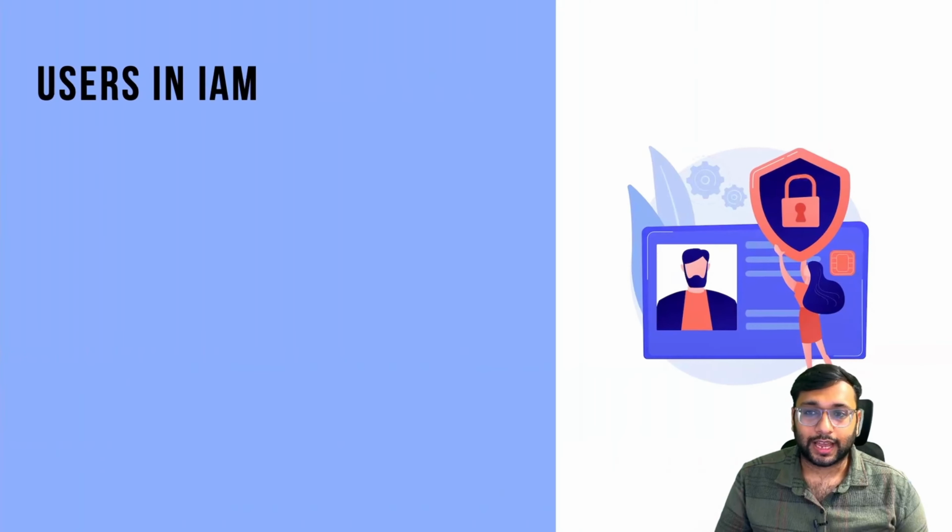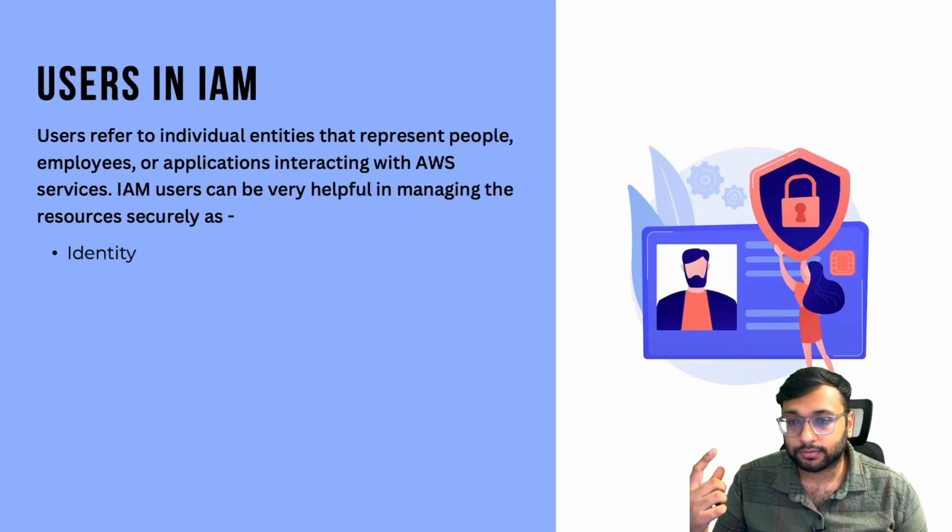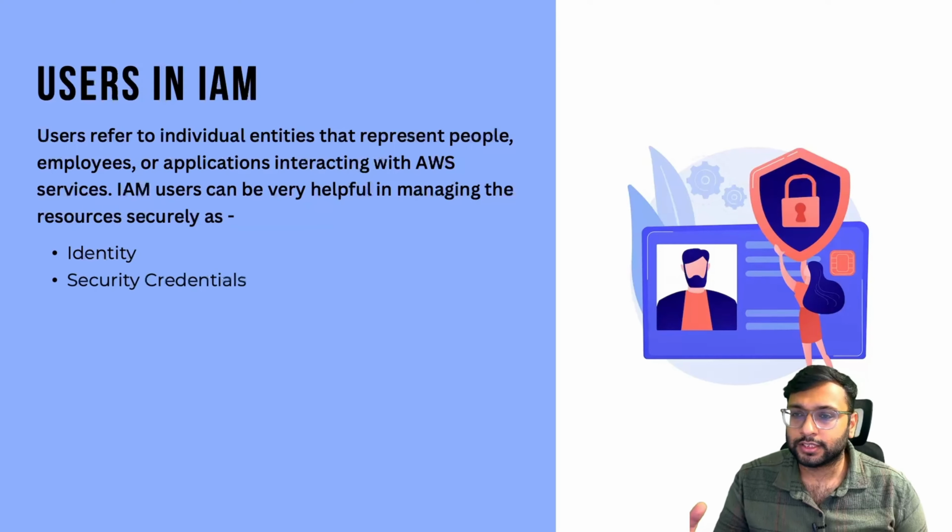So now it is time to understand what are users in IAM. Users basically are the individual identity, or maybe people, or maybe anyone who just wants to access the AWS resources. IAM users can be very helpful in managing the resources, as first they are identified with some kind of security keys or maybe usernames or account ID, whatever you have assigned to them. Next, you have the option to enable security credentials.